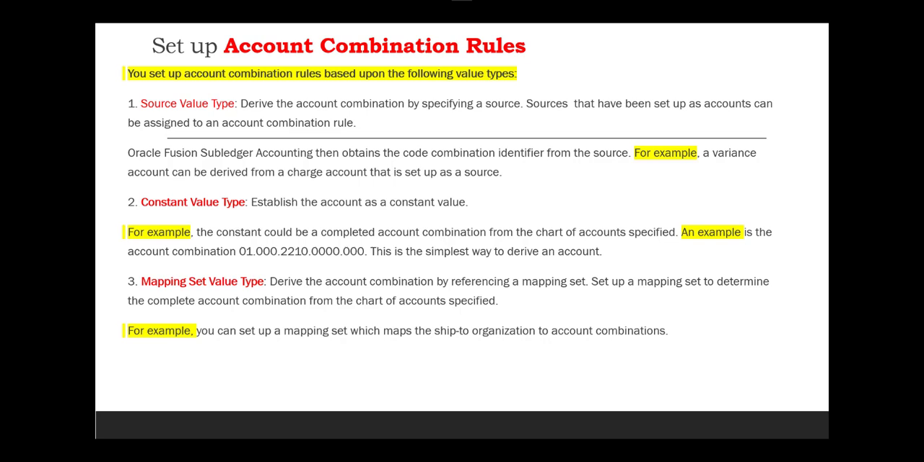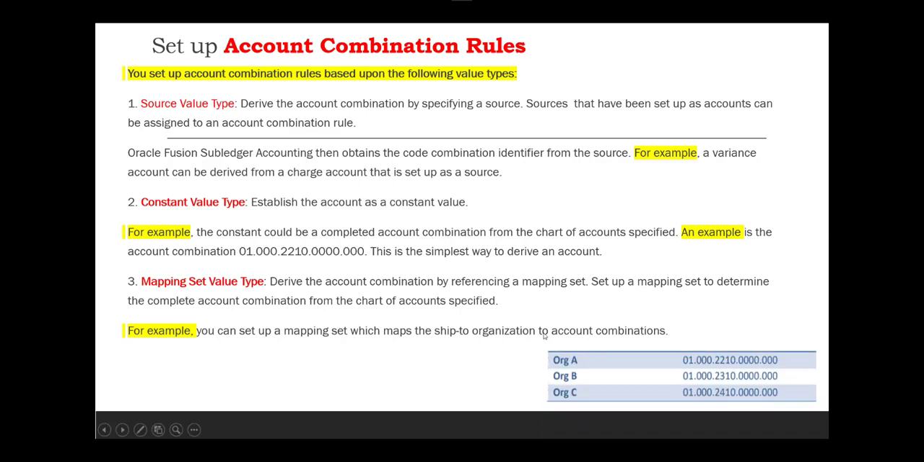Here you can set up a mapping set to map, for example, ship-to organization or intercompany transaction type, and so on. This is an example: for org A, derive this account; for org B, derive this account; for C, and so on.